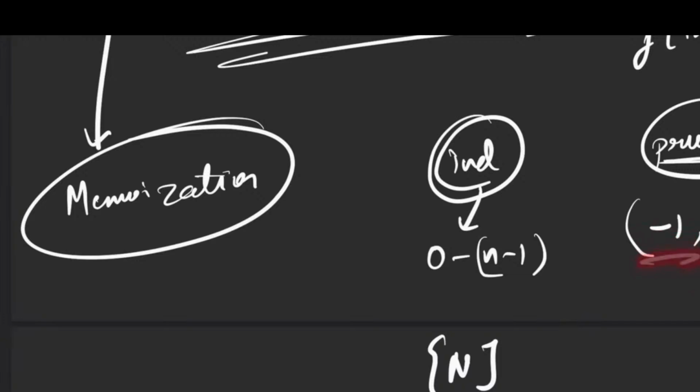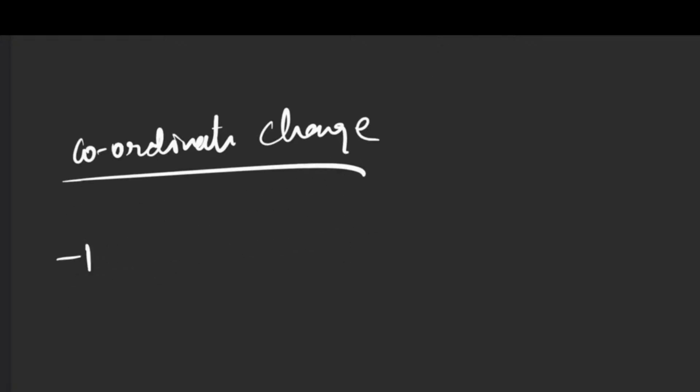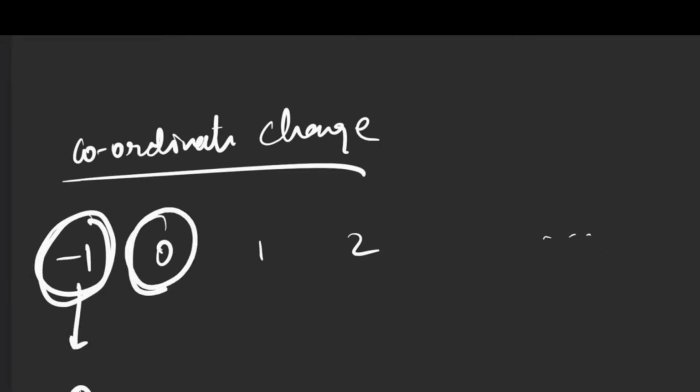So how can you store this? What you do is you say, okay, I cannot store previous index, but can I do a coordinate change? Can I do a coordinate change in memoization? Now you'll be like, what do you mean by coordinate change? I say, okay, fine, I have -1, I have 0, I have 1, I have 2, till I have n minus 1. Now whatever -1 state is, instead of storing it at -1, I'll store it at 0. Whatever 0 is, I'll store it at 1.